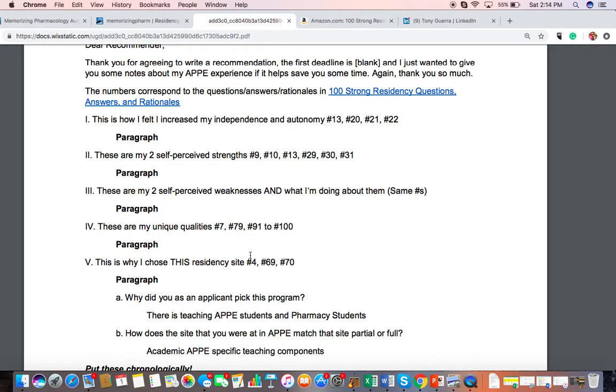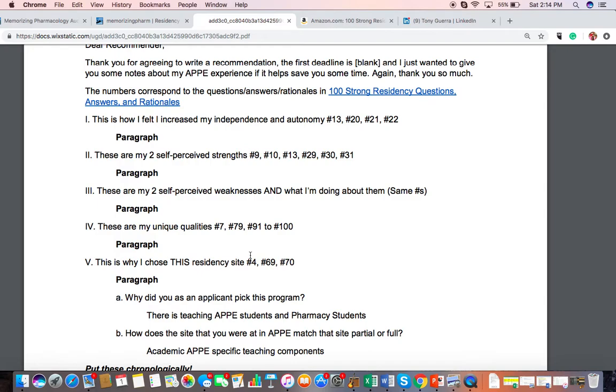And what you're doing, in this email to this recommender, is saying, during your rotation, I felt that I did a good job of increasing my independence and autonomy through, and I gave you the example of where they would watch me teach to they would teach themselves.